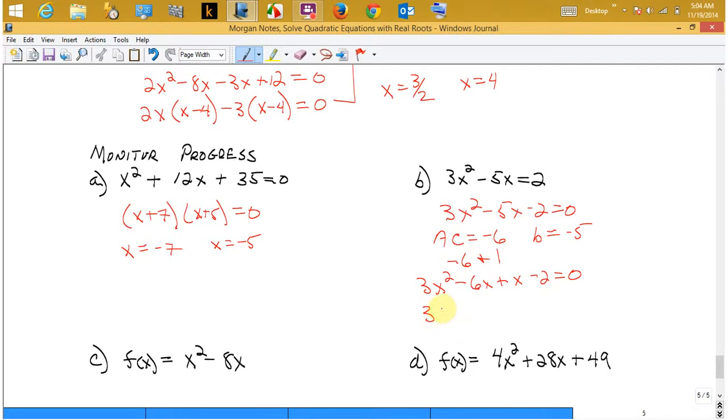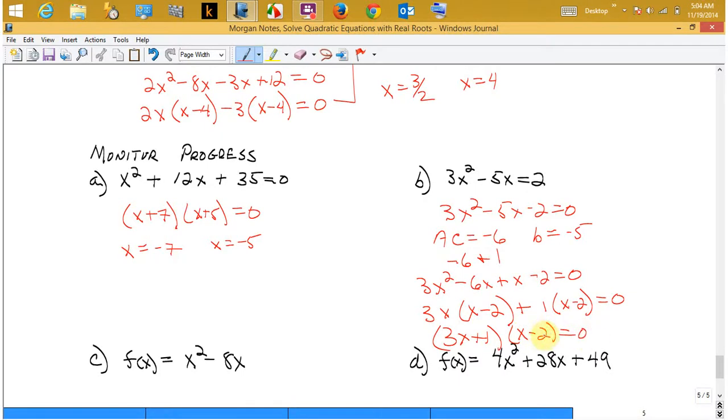3x times x minus 2 plus 1 times x minus 2. Notice that I have to put a 1 there because I'm going to end up with 3x plus 1 as a factor. So I'll put a 1 there, and what I'll get is 3x plus 1 times x minus 2 equal to 0.